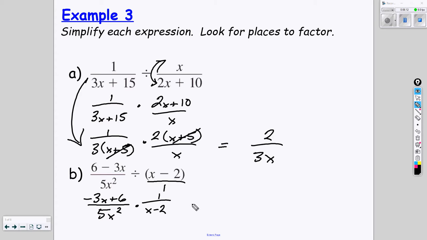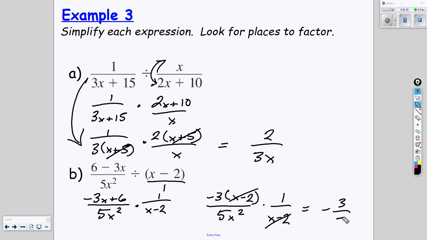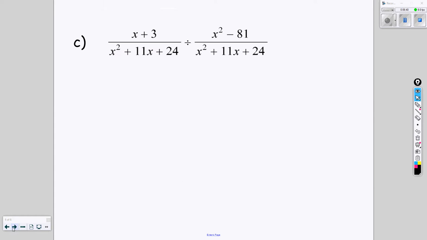Now we can simplify. So we could factor out a negative 3 from the numerator of the left fraction, and we'd get x minus 2 left over. So the factors of x minus 2 cancel out, and what we have left is negative 3 on 5x squared. Awesome. 2 more parts. We're just going to do C and E, and that will be it.